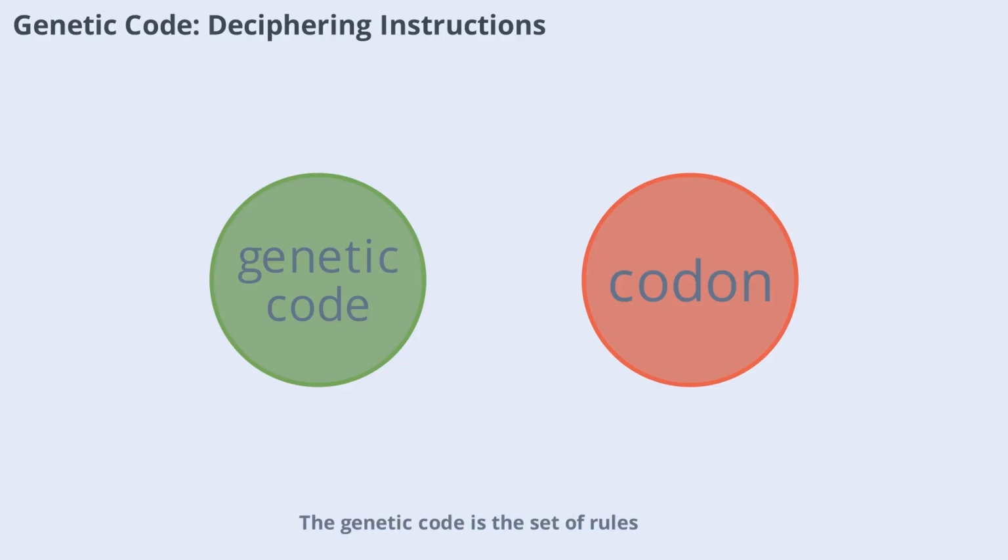The genetic code is the set of rules by which information in DNA is translated into proteins. Each group of 3 DNA bases, called a codon, specifies a particular amino acid. This universal code is shared by almost all living things, highlighting the unity of life. By interpreting the genetic code, scientists can predict how changes in DNA affect protein function, and ultimately an organism's traits. This knowledge is essential for genetic engineering and biotechnology.